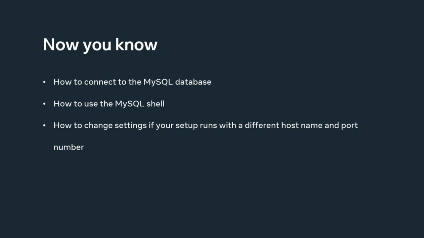In this video, you learned how to successfully connect to the MySQL database in your Django project, and you learned how to use the MySQL shell. You also learned how to change the settings in the settings.py file to make a successful connection if your MySQL setup runs with a different host name and port number.